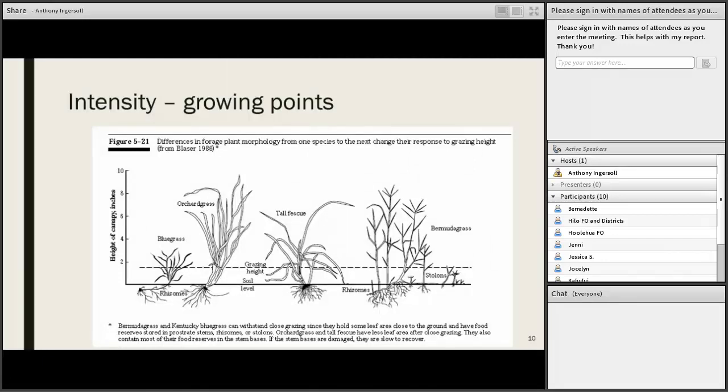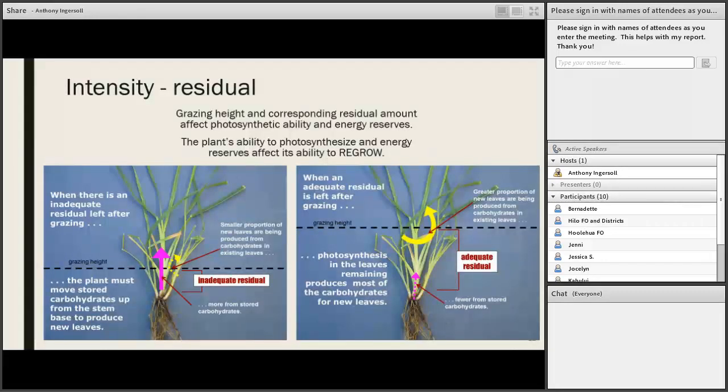This is also why stubble heights are incorporated in our prescribed grazing spec, because it has a big impact on forages and their ability to produce. The residual, again, the grazing height, and so the grazing height and the corresponding residual amount, what's left after grazing, these both have the ability to affect your photosynthetic ability of that plant and its energy reserves.